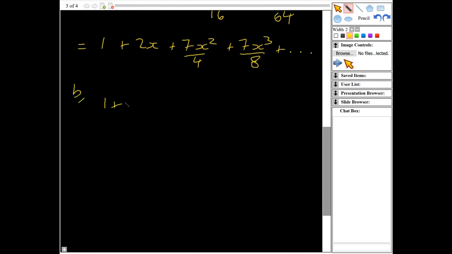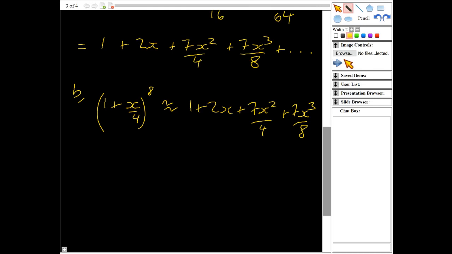So we've got 1 plus x over 4 to the power of 8, and that approximately equals the answer I've just got up there: 1 plus 2x plus 7x squared over 4 plus 7x cubed over 8. And what I need to do is work out 1.025 to the power of 8 using that result. So what I need to see is the connection between 1 plus x over 4 and 1.025, both of them to the power of 8. So what I need to do is equate 1 plus x over 4 to 1.025, work out what the value of x is, and then substitute that into the formula.